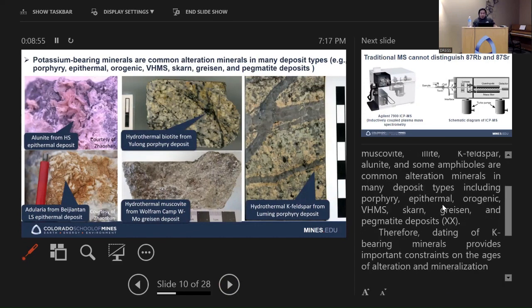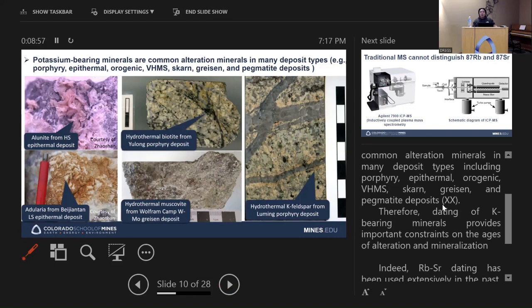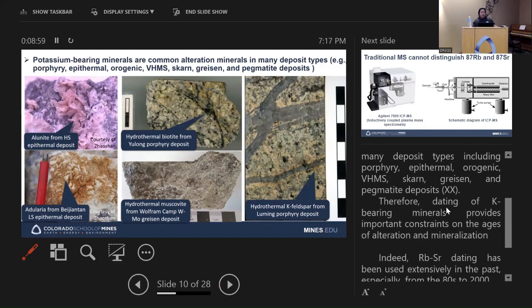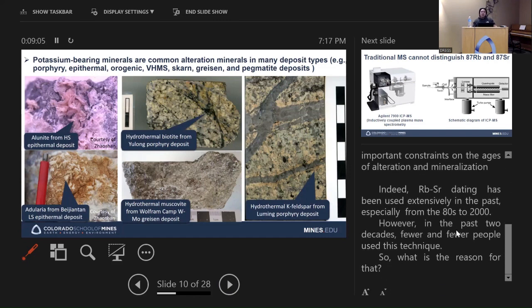So if you can date these potassium-bearing minerals, you can use this data to constrain the alteration and mineralization age of the mineral deposit. Indeed, rubidium strontium dating has been used extensively in the past, especially from the 80s to 2000s.